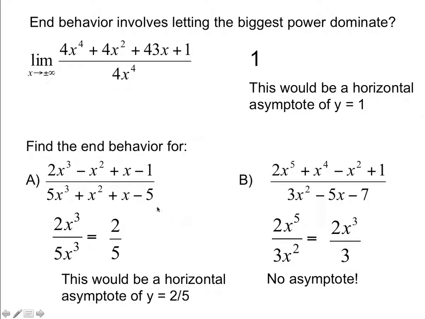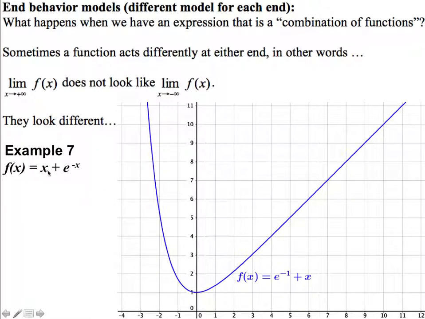So when we're talking about polynomial expressions and we have a ratio of those, or we make it into a fraction, the end behavior is the same at both ends. When we start to get into expressions that don't involve polynomials, for instance, x plus e to the minus x, then if we look at this, we can see that we've got very different looking functions on the left than we do on the right.